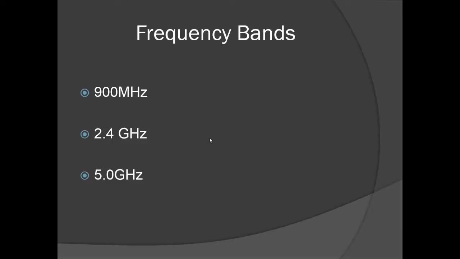Now, the older G protocol uses 2.4 only. But the newer N and AC protocols can use 2.4 or 5.0. The better ones will have dual radios that can do both.